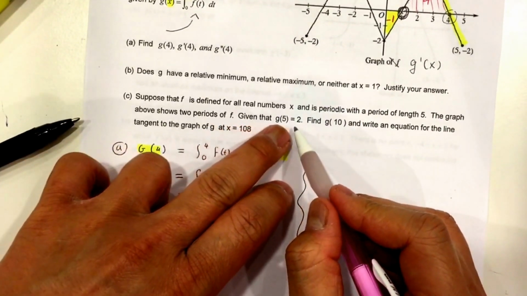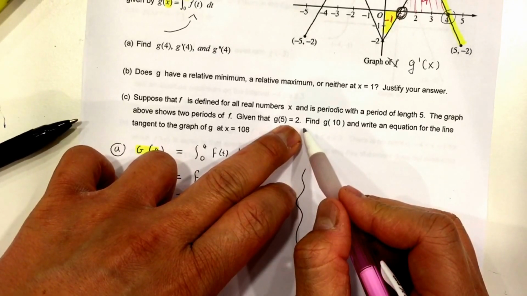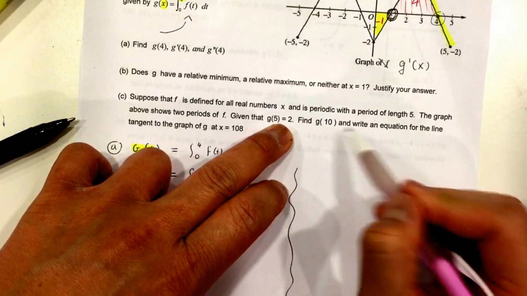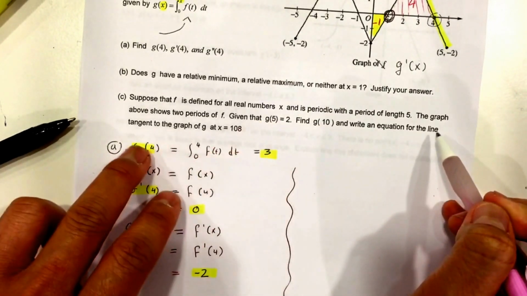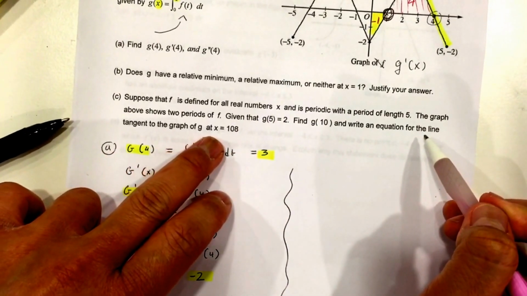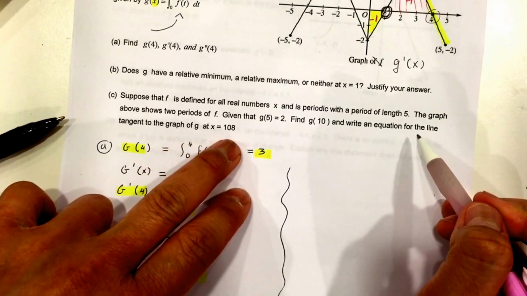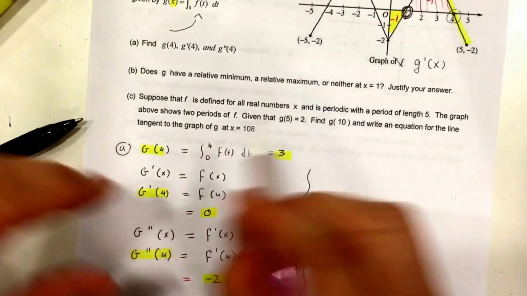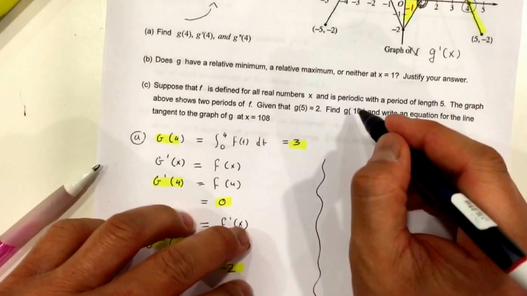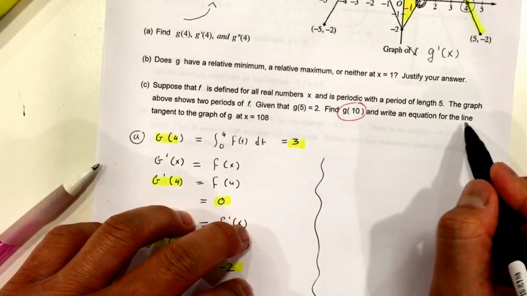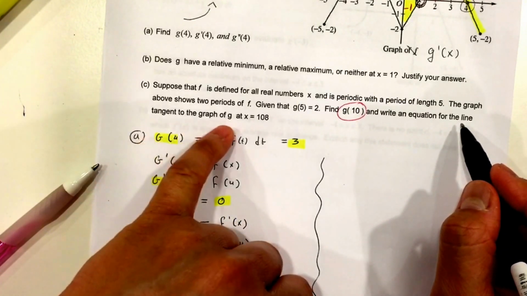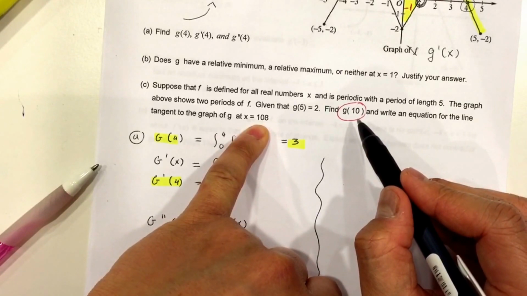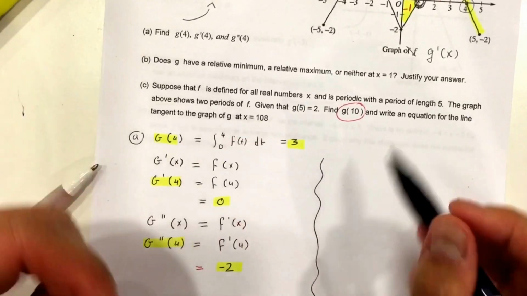It is given that g of 5 equals 2. Find g of 10 and write an equation for the tangent line to the graph of g at x equals 1.8. So there are 2 questions here. The first question is to find g of 10. And the second question is to write the equation of a tangent line to the graph of g at x equals 1.8. So let's tackle the first question first, and then we'll tackle the second question later.